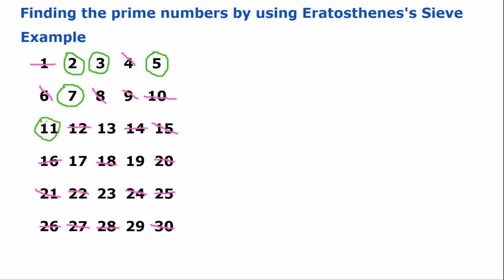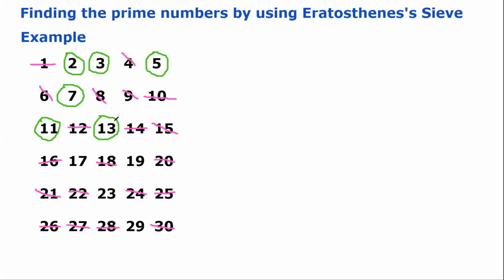Okay? Then you cancel all the multiples of 11 here. So 22 is a multiple of 11, it has been cancelled. Let's assume it has been cancelled already, so there's no need to cancel. Then you circle the next number that is not cancelled. So from the 11, the next number that is not cancelled is 13, because 12 is the next number, but it has been cancelled. So we circle the next number that is not cancelled.